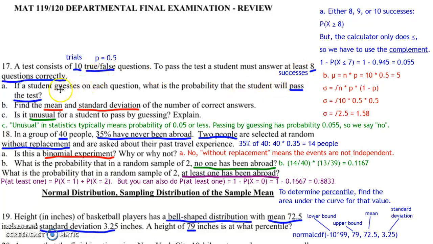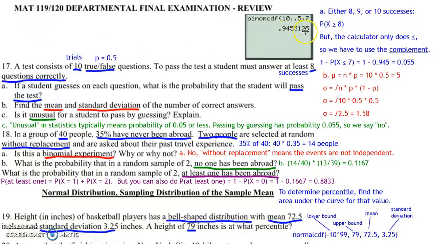The probability that the student will pass the test, I could do the probability of 8 plus the probability of 9 plus the probability of 10, but I'd rather not. I'd rather use my calculator. So I need to use my calculator, but I can only do less than or equal to, as was described in the previous question. So I can't put x is greater than or equal to 8 in my calculator, but I can use binomial CDF with x is less than or equal to 7.